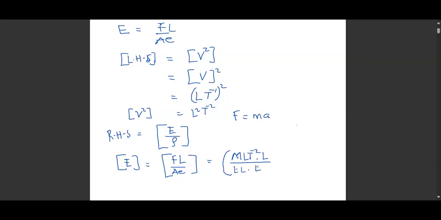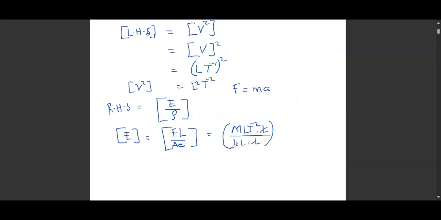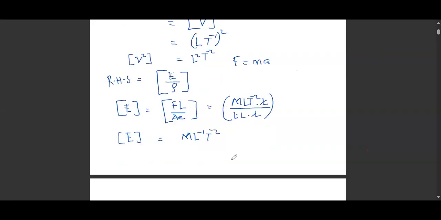So for this case, this one can cancel out with this one here, and we shall finally come up with dimensions of E. Dimensions of E are going to equal, this is L squared. When L goes up here, we shall have M L power negative 1, then T power negative 2. Those are dimensions of E.